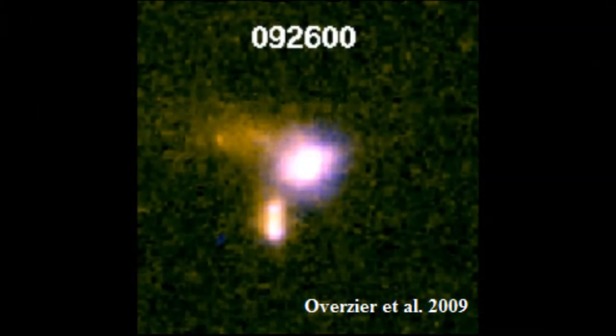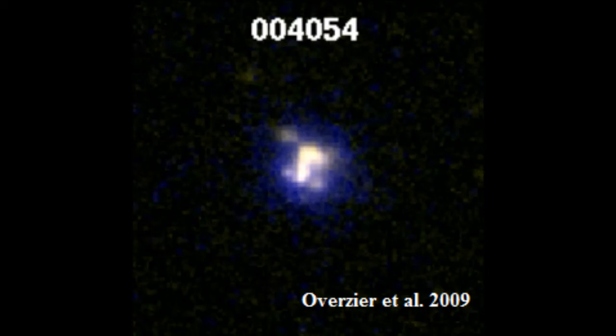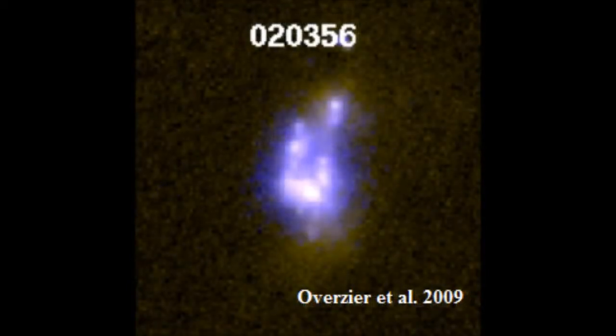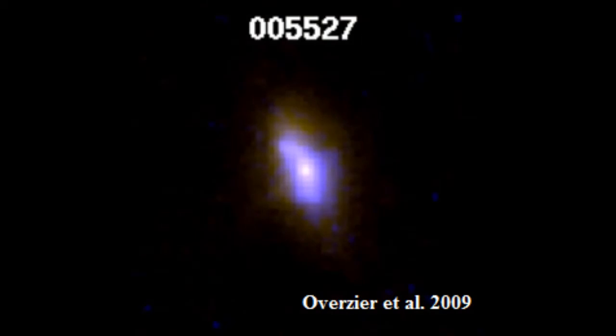Over the past decade, the combined usage of the Galaxy Evolution Explorer and the Sloan Digital Sky Survey has allowed for the identification of a new class of galaxies coined Lyman break analogs. These analogs are thought to mimic the compact starburst nature of Lyman break galaxies, but are located at much lower redshifts, typically z of 0.2 rather than z of 2.